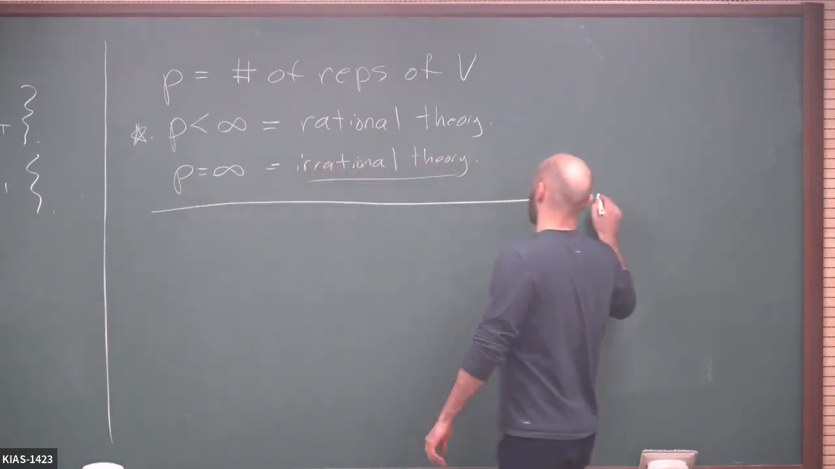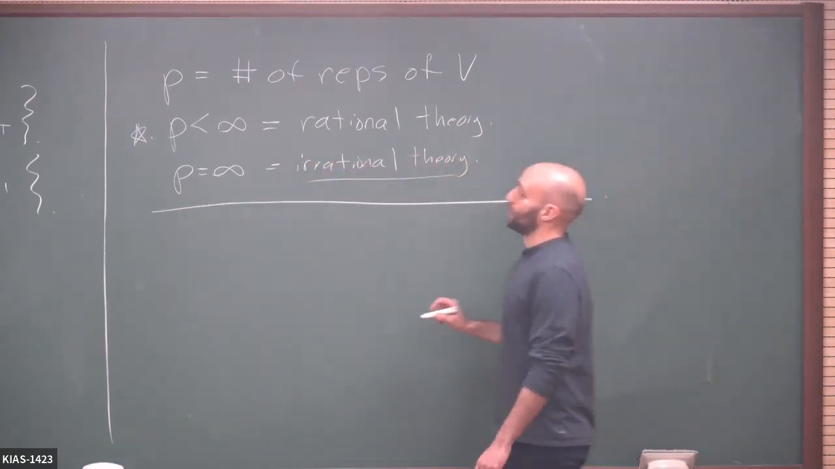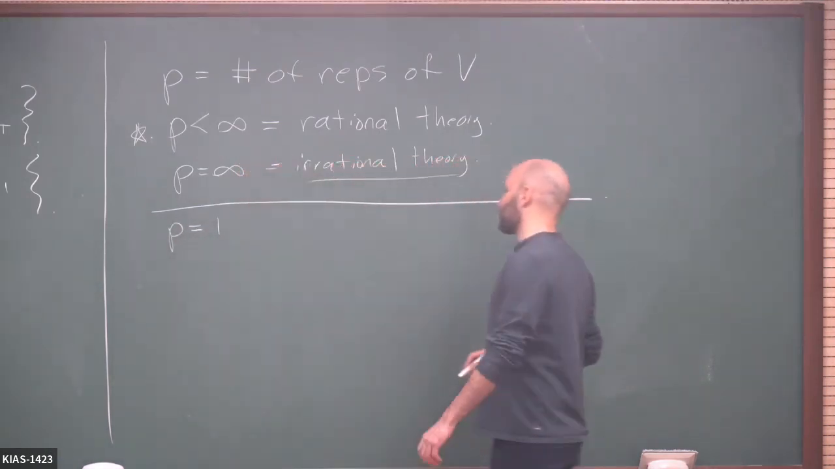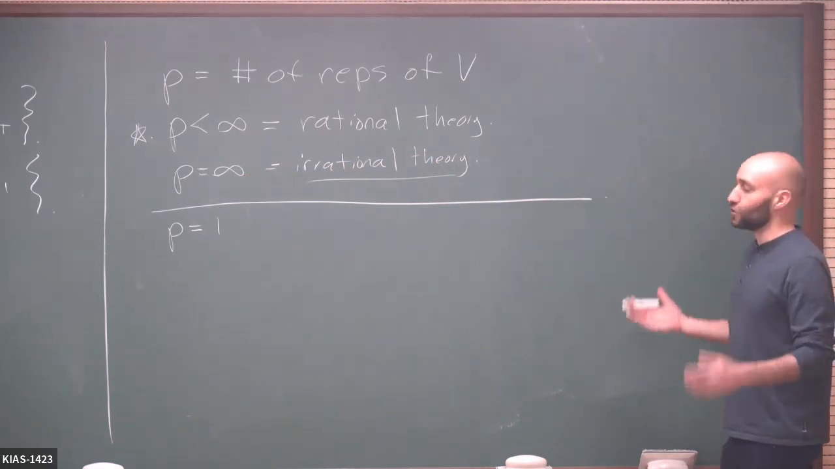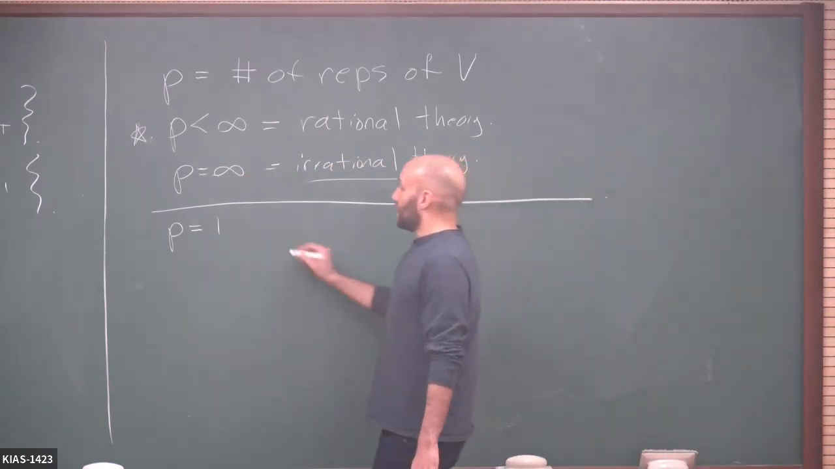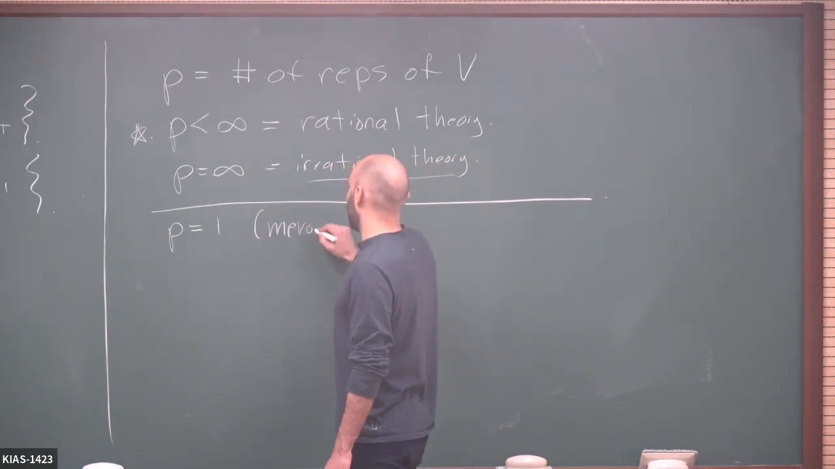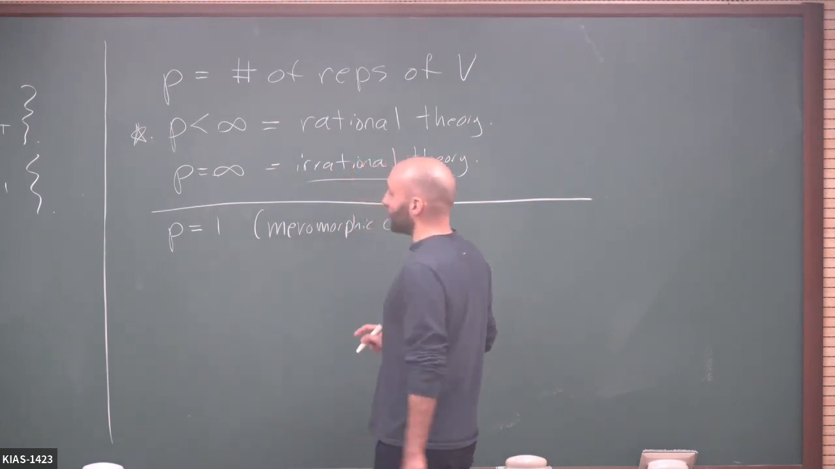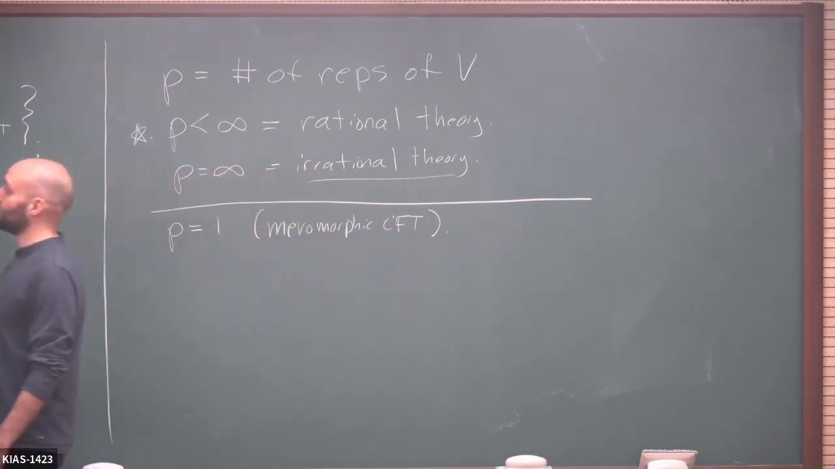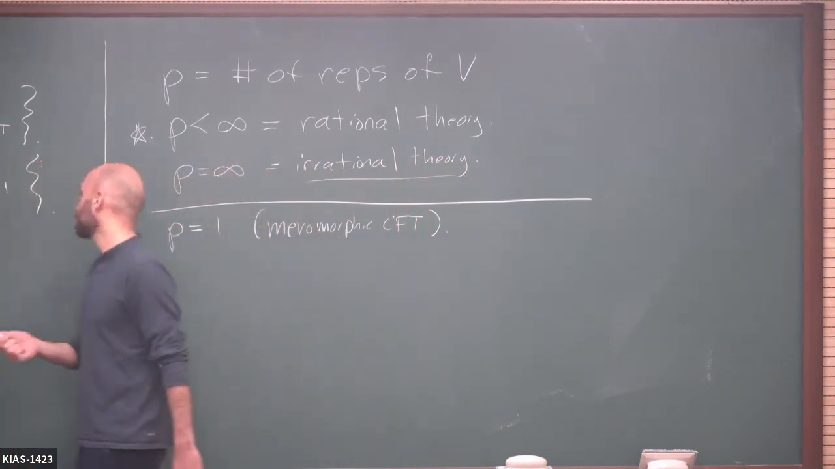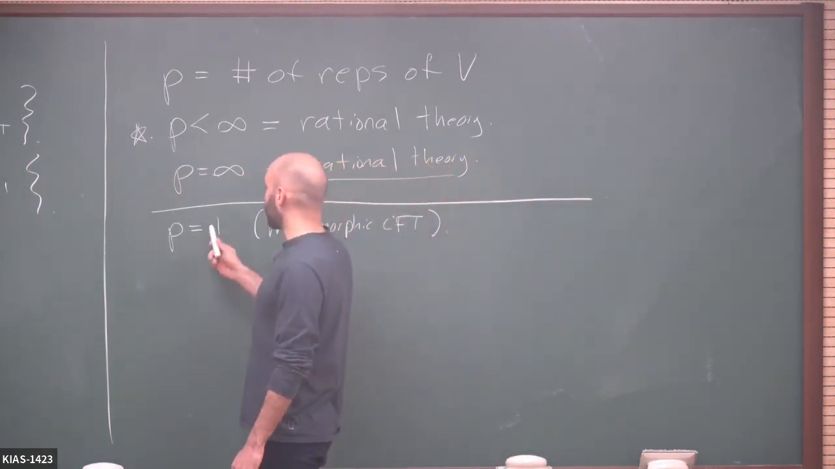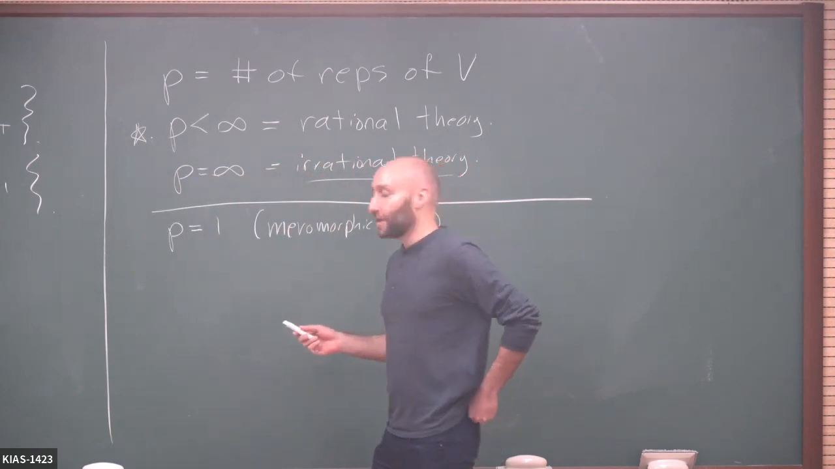Okay, so now let's start over with the classification. In particular, let's fix P to be 1 and walk up the central charge ladder. So when P equals 1, this is what I called earlier a meromorphic theory, meromorphic CFT. The only representation that the chiral algebra has is itself, the adjoint representation. So for these theories, modular invariance constrains the central charge to be a multiple of 8.